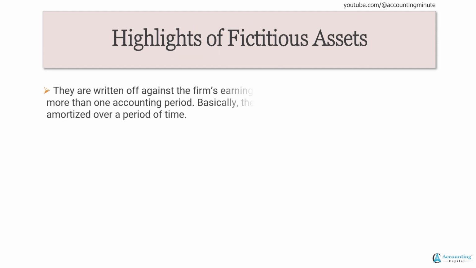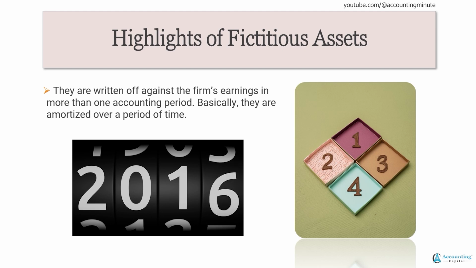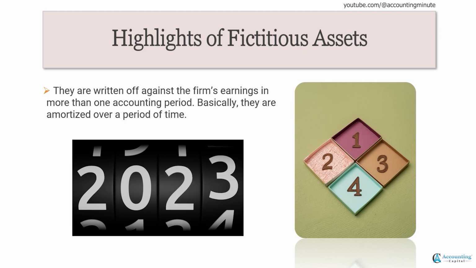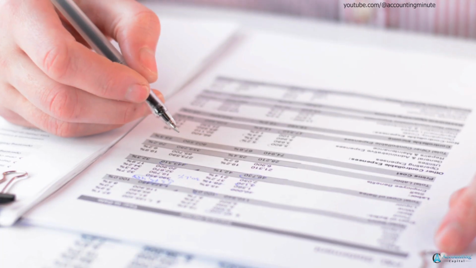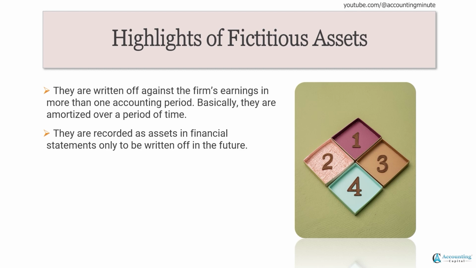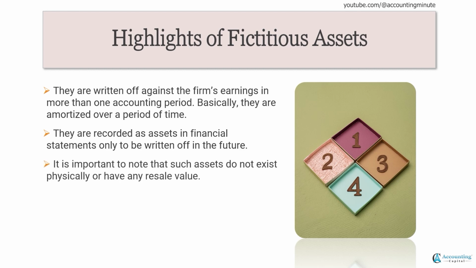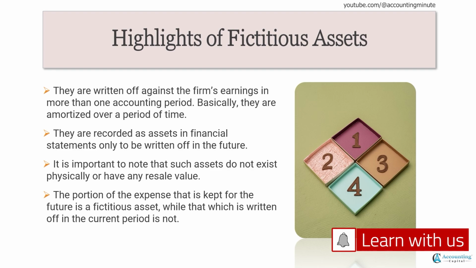They are written off against the firm's earnings in more than one accounting period. Basically, they are amortized over a period of time. Fictitious assets are recorded as assets in financial statements only so that they can be written off in the future. It is important to note that such assets do not exist physically or have any resale value. The part of the expense that is kept for the future is the fictitious asset, while the part which is written off in the current period is not.